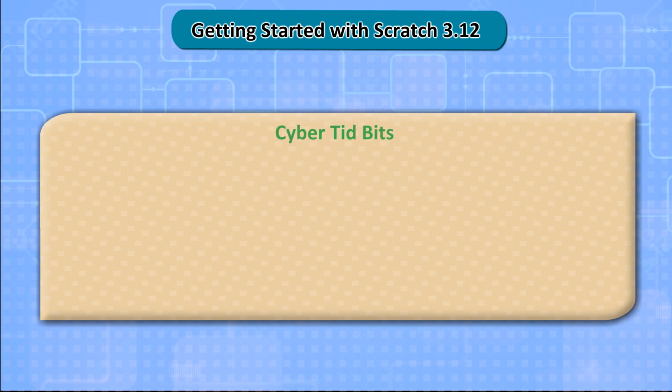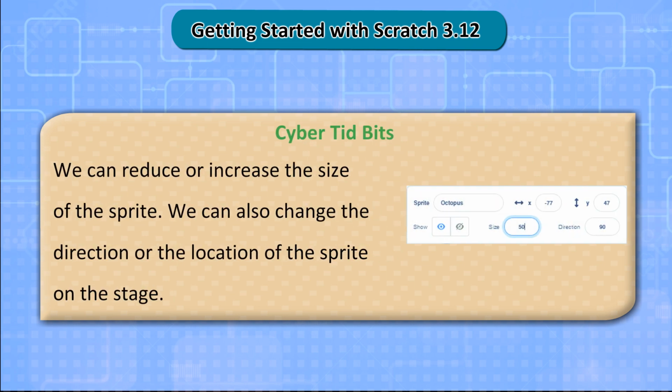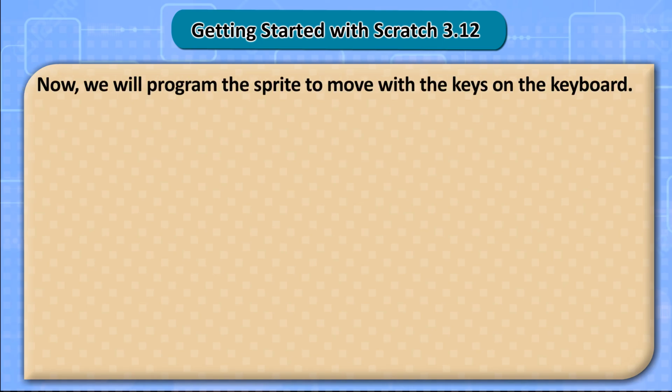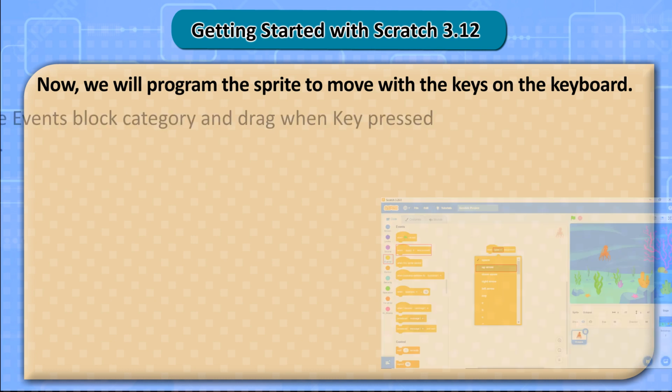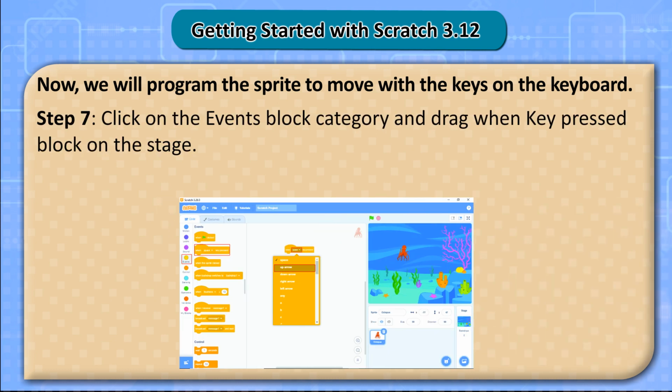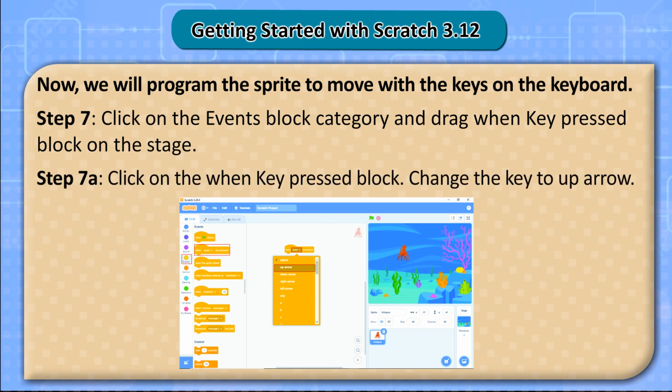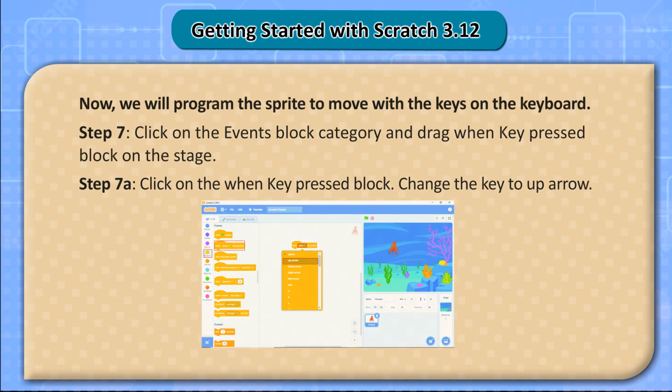Cyber Tidbits. We can reduce or increase the size of the sprite. We can also change the direction or the location of the sprite on the stage. Now, we will program the sprite to move with the keys on the keyboard. Step 7. Click on the Events block category and drag the when key pressed block on the stage. Step 7a. Click on the when key pressed block. Change the key to up arrow.